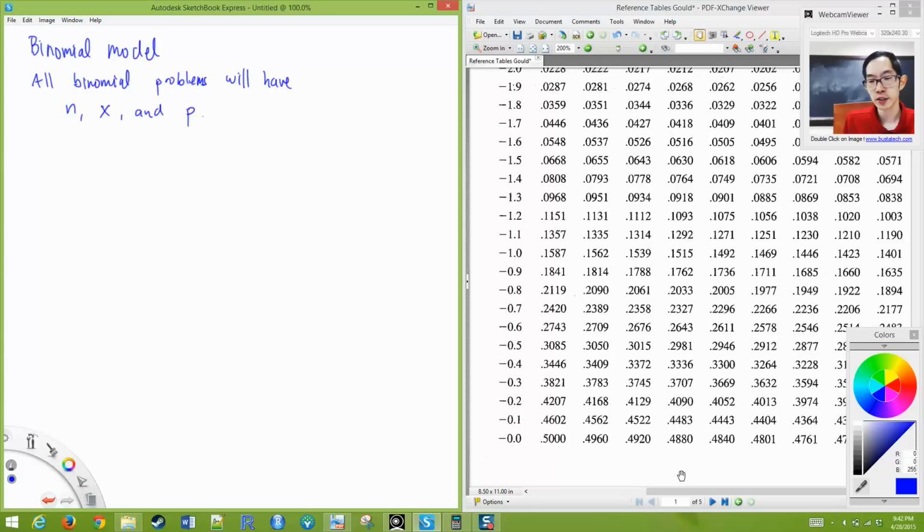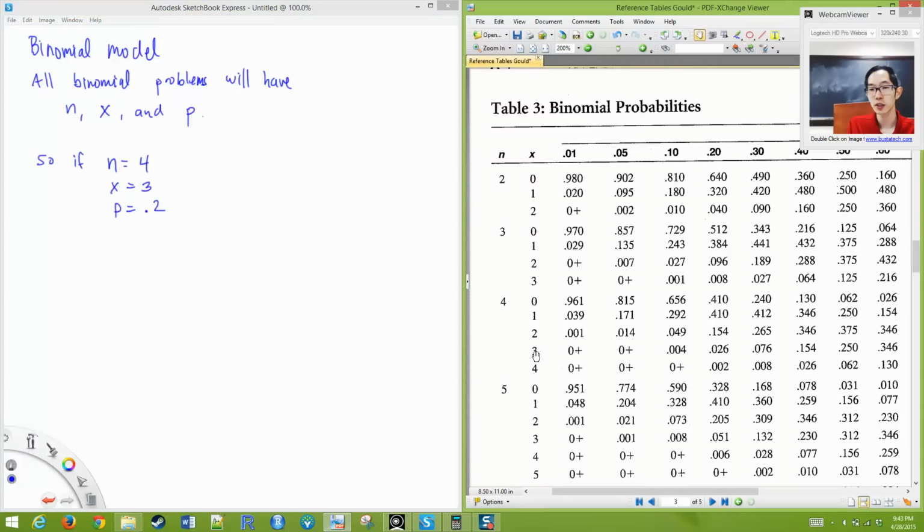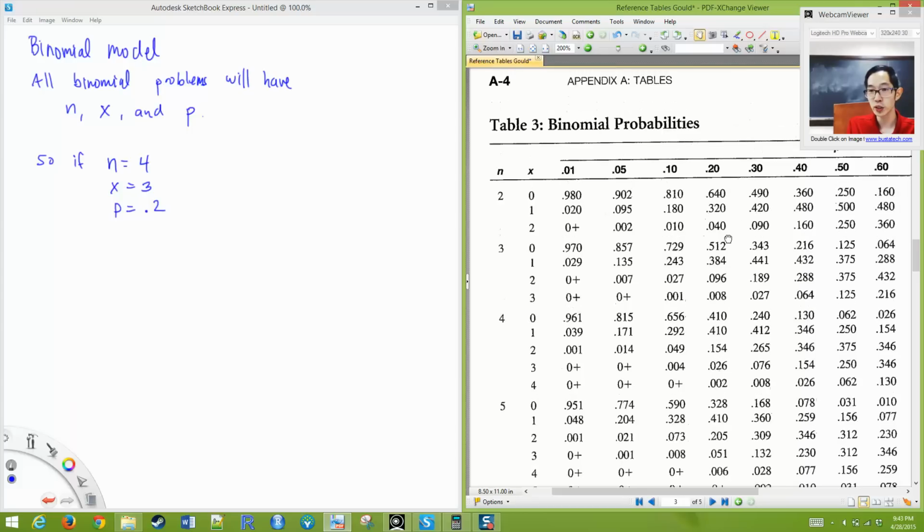Okay, so using the table is the easy part. You look up n equal to 4, x equal to 3, you go to the column 0.2, and you get 0.026. For the midterm, will we have to use this chart? Yes, I will be giving you both the normal table and the binomial table. Okay? Once you have n, x, and p determined, does looking it up in the table make sense? It's easy, right?